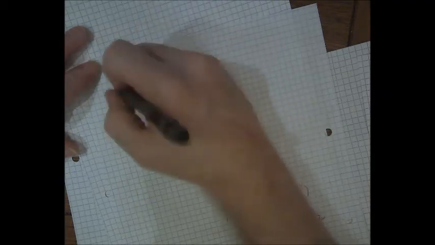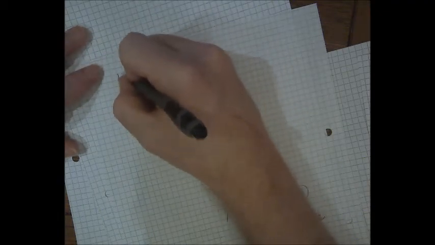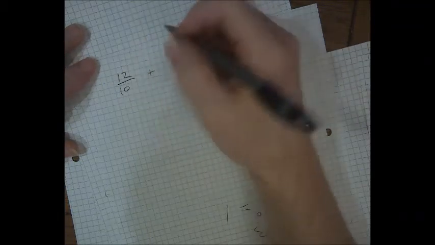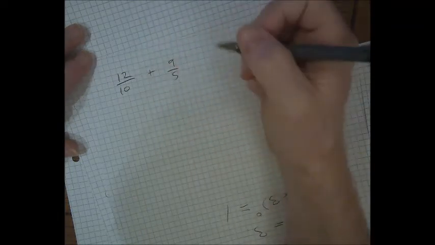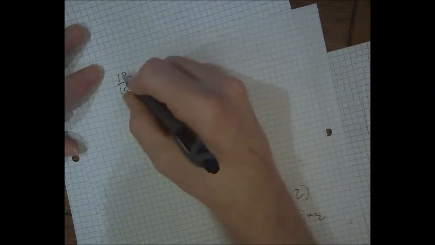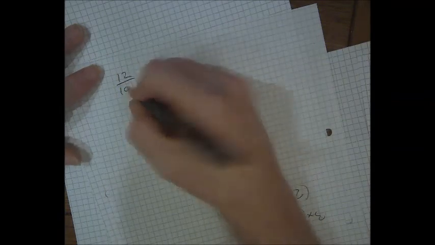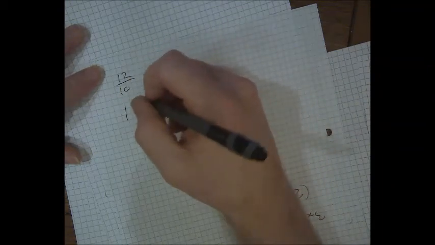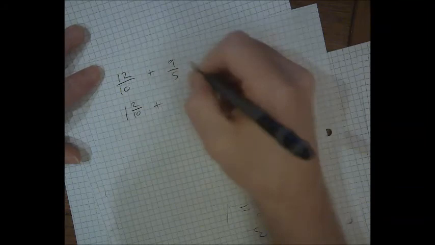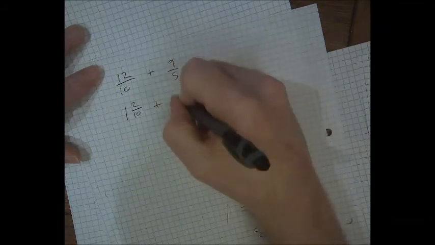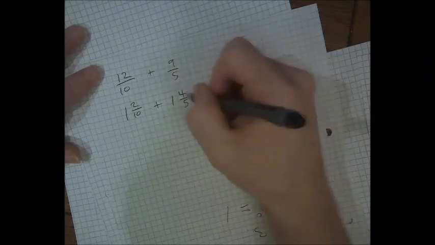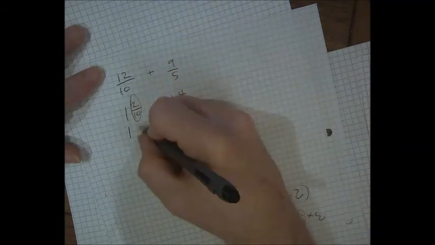Just give you another example. I don't know, 12 over 10 plus 9 over 5. So how much room is there in a 12 for a 10? It's 1 with a remainder of 2. This is 1 and 4/5 because there's room for 1 5 in a 9 with a remainder of 4. You can simplify this down.